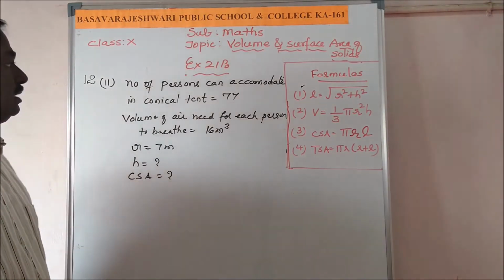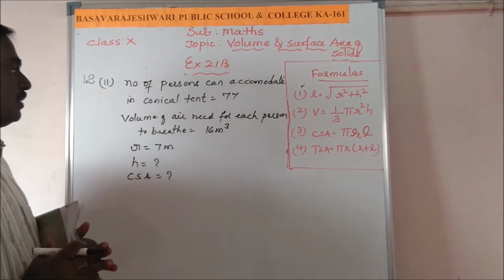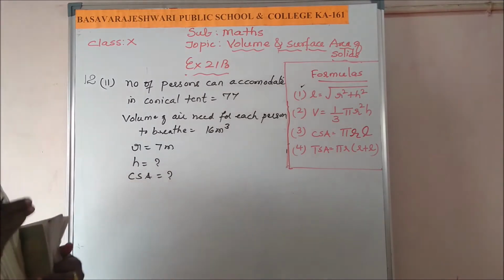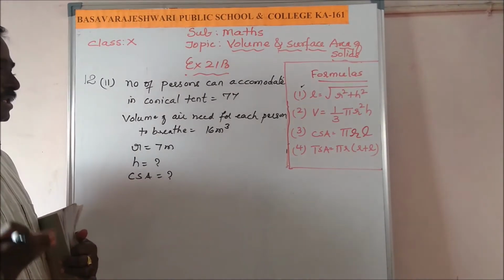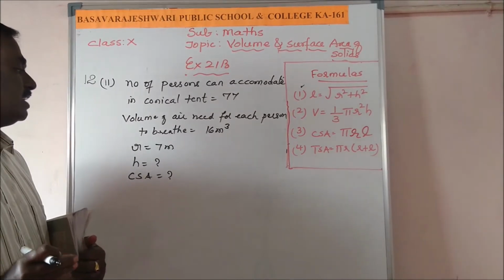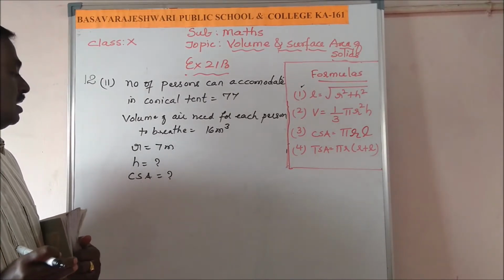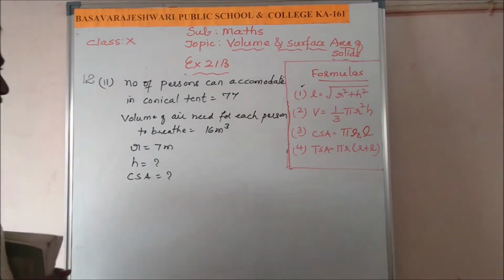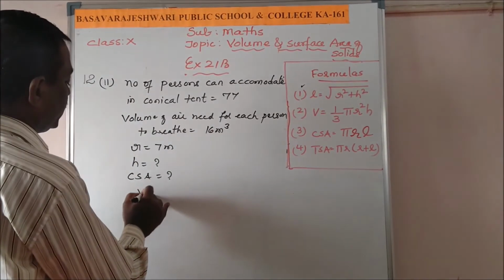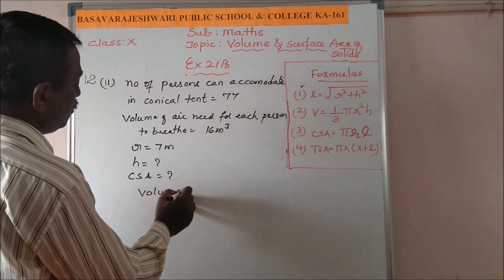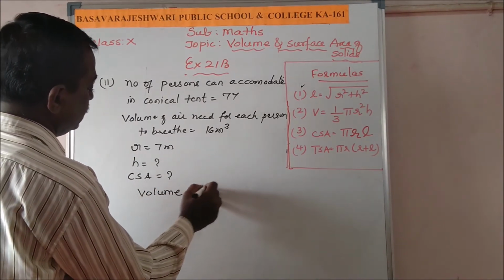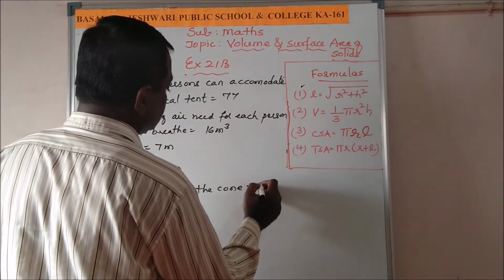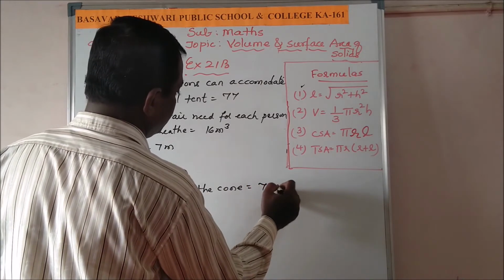In the 12th question, they asked how many persons can be accommodated in a conical tent: 77 persons. What volume of air is needed for each person to breathe? 16 meters cube. They have given the radius of the base, you have to find the height of the cone and the curved surface area. Volume we can find easily: 77 persons into 16.